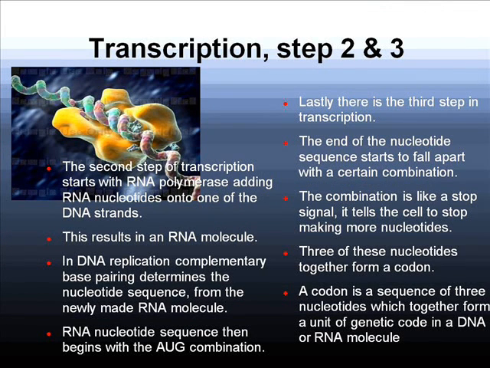The second step of transcription starts with RNA polymerase adding RNA nucleotides to one of the DNA strands. The RNA nucleotide sequence then begins with the AUG combination. 3 of these nucleotides together form a codon.